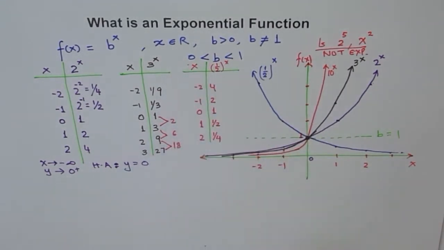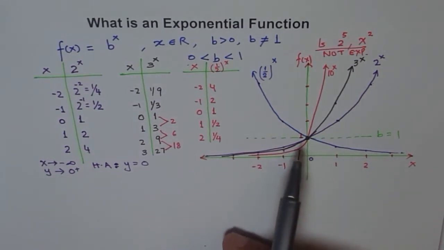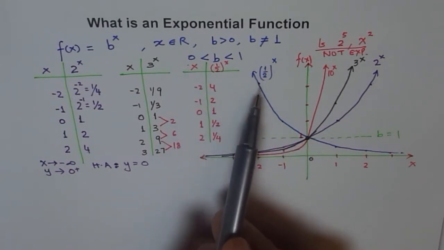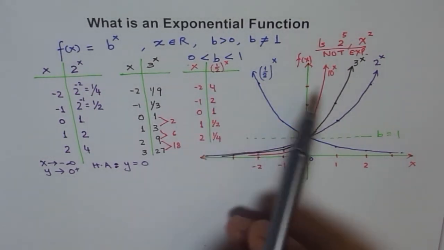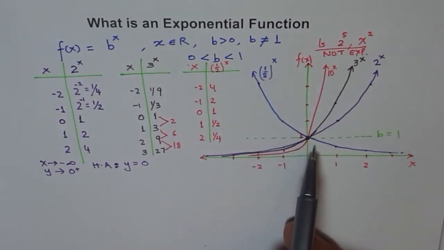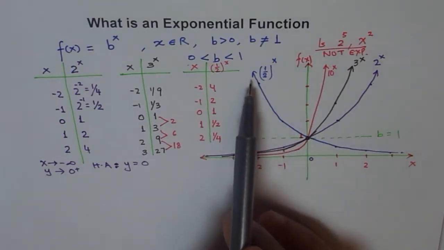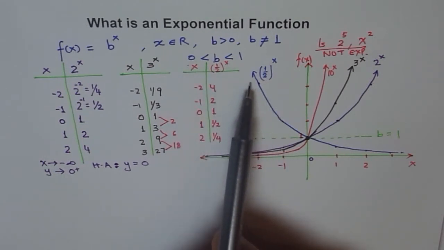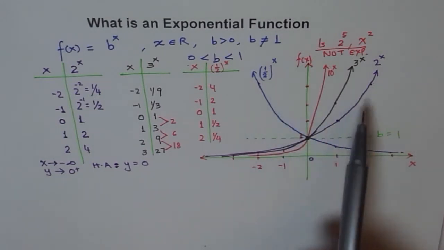If b is between 0 and 1, the function becomes decreasing, and the y-intercept is always 1. That is how your function is going to look. If I write 1 over 3 to the power of x, it will be as if 3 to the power of x is reflected on the y-axis, exactly like this. You can make a table of values and check it for yourself. But the idea is that if b is between 0 and 1, it is always a decreasing function, a kind of mirror image of its reciprocal.